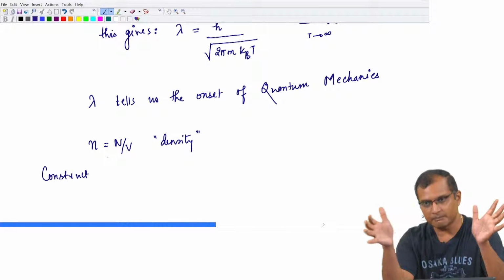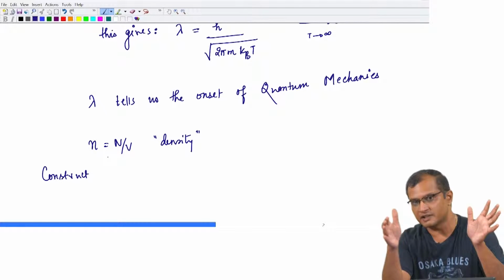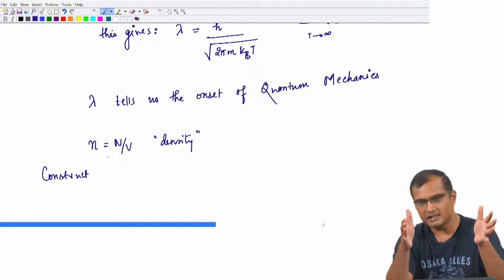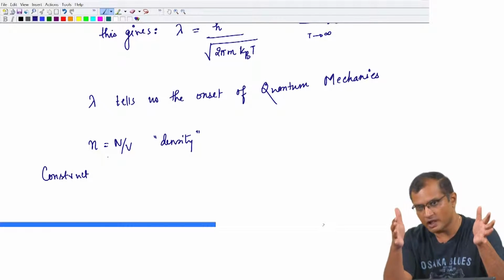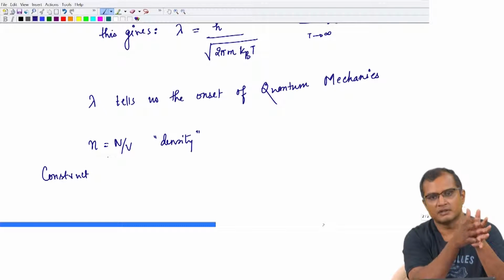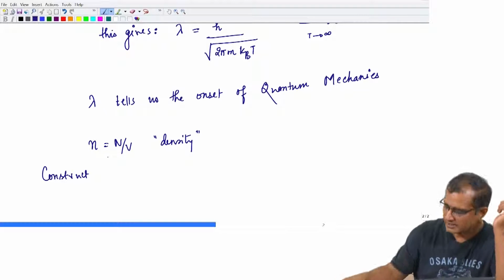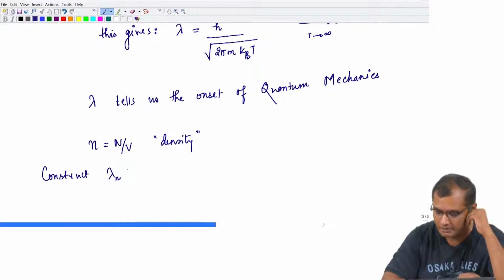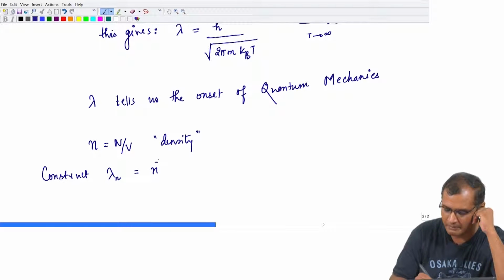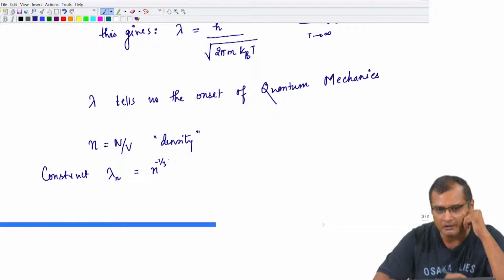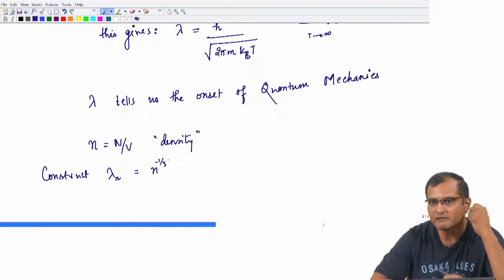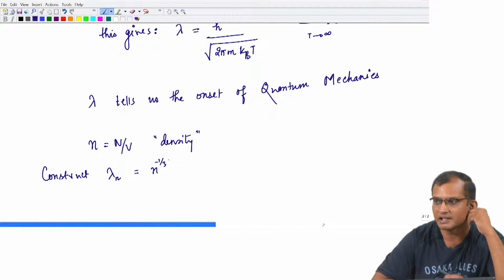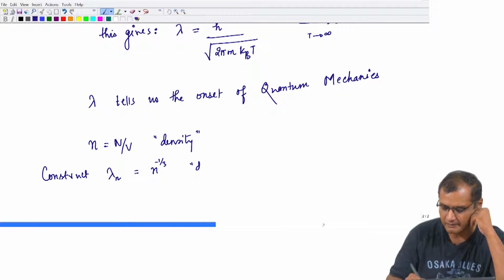Now, you can play with your temperature and hence play with your de Broglie wavelength and see how your de Broglie wavelength compares with your density length scale. So, let us say you have a density which is fixed. Okay. So, construct some density length scale lambda sub n, which is nothing but n to the power minus 1 by 3 roughly. If you take an inverse cube root of density, it will give you a length scale, which I am going to call a density length scale.